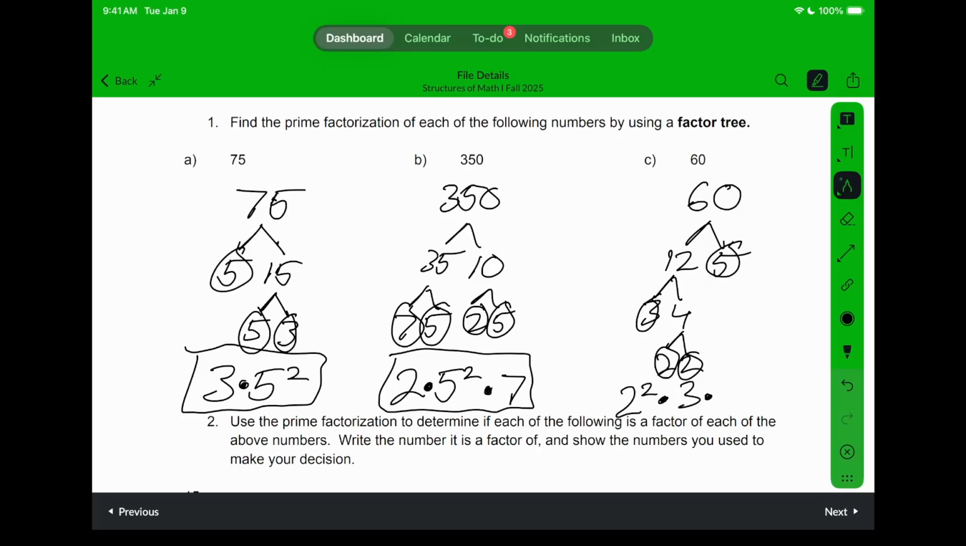And that's the beauty of factor trees. You can really just do whatever you want, to an extent. Use whatever numbers you want that still multiply to get that base number, and you're chilling. You're going to get the same answer if you do it right.